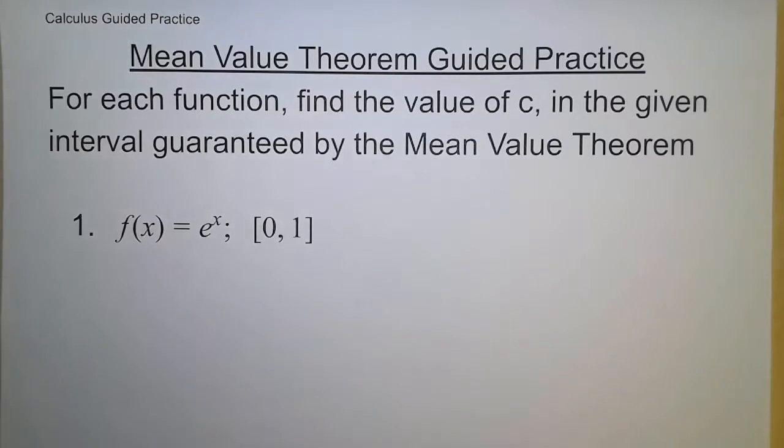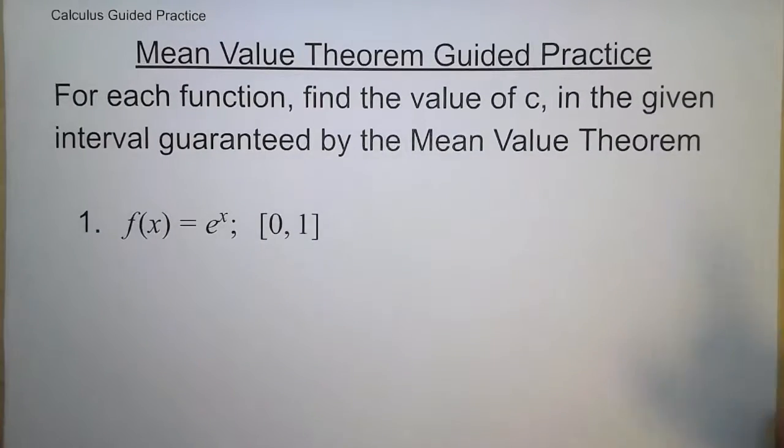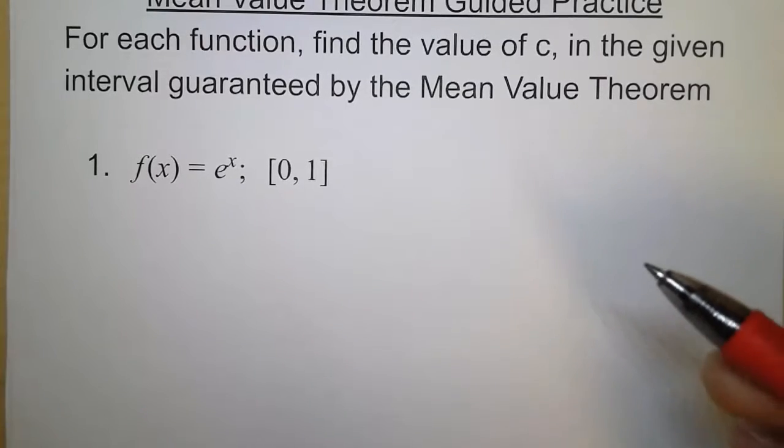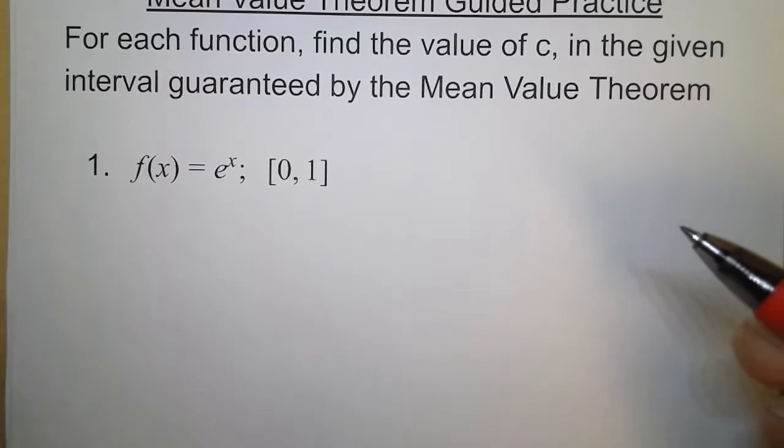So let's get started. The idea of the mean value theorem is that we look at a function on an interval. First we ask, what is the slope of that secant line? Then we ask, on that interval, when does the function have that slope at its tangent line?